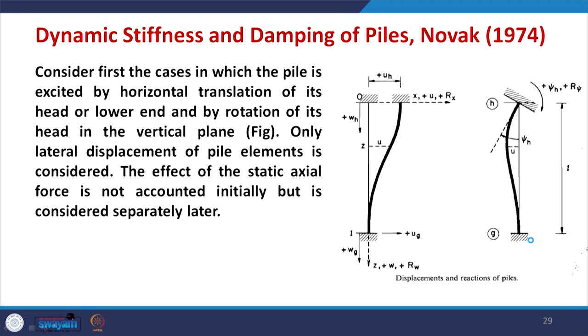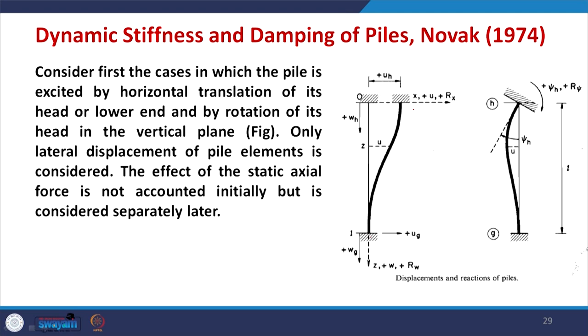So what has been done here, this is the problem given here. In this problem you could see that there are two cases. One is for horizontal vibration, and here you have the rocking. So when the pile is subjected to horizontal mode of vibration, first of all this is an end bearing pile. So this is fixed here, and let us say we have considered that the pile head is also fixed against rotation in this case, and it can move in translation.